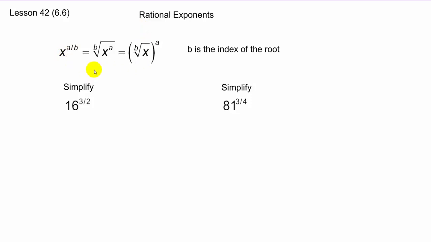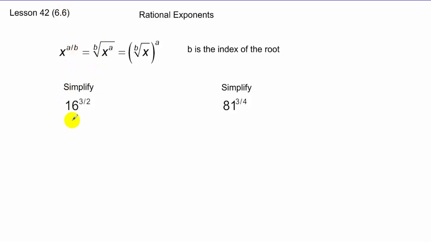Now we can also write this similarly as the denominator's index of the number, and that whole quantity can be raised to that numerator's power. And once again, we call b the index of the root. So in these two examples, we're going to simplify these expressions without using a calculator.